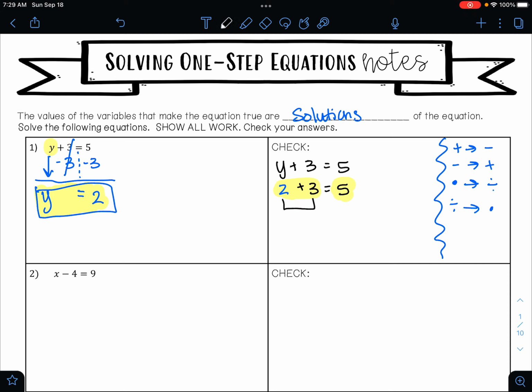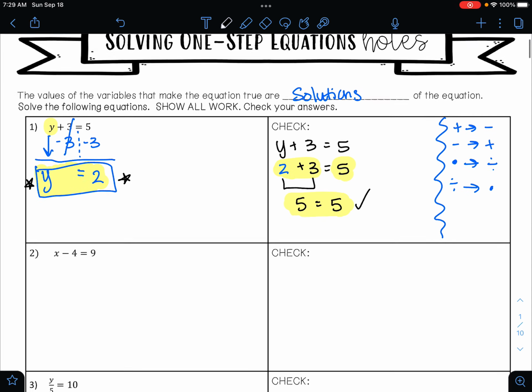What is 2 plus 3? 5. Does 5 equal 5? What I'm asking is, is this statement true? Does 5 equal 5? The answer is yes, that is a true statement. So we know that we have done our work correctly and that y does in fact equal 2.